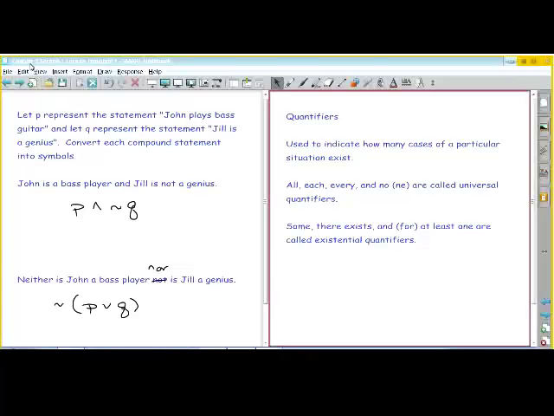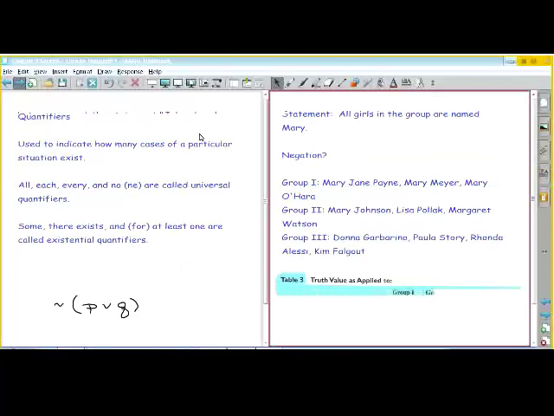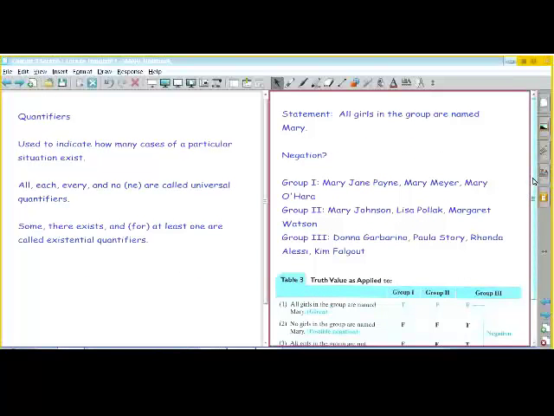When you have statements that involve these particular words, you have to be careful about how you make the negation. You can always use it is not the case, which may not be pleasing English-wise. So what we're going to do is look at an example which is in your book, so you can just refer to your book. We have a statement: all girls in the group are named Mary. What is the negation of that statement?